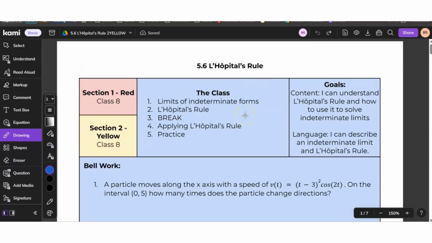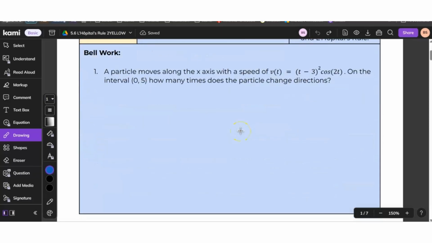Alrighty, we're back for L'Hopital's rule. You're all excited about L'Hopital. No? Nobody? Yes, you are. Who did the bell work? Emilio, walk me through it, buddy.